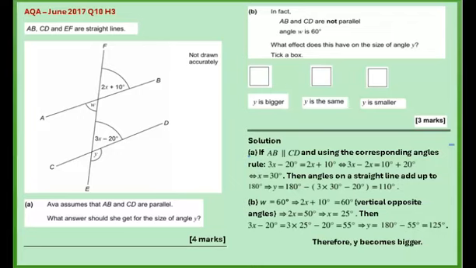And this is a nice problem. I hope you can get the whole 7 marks.